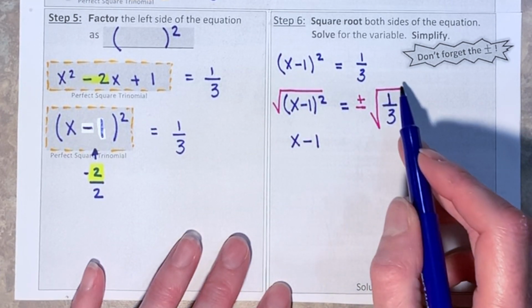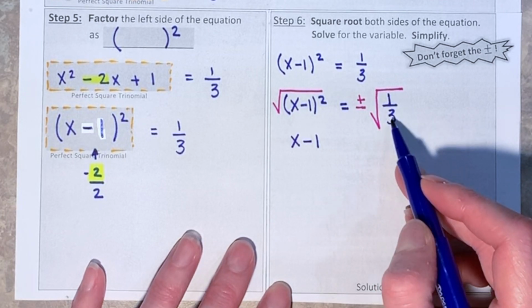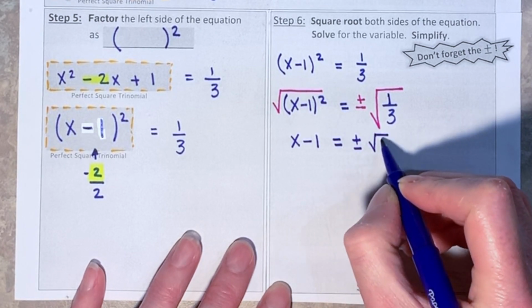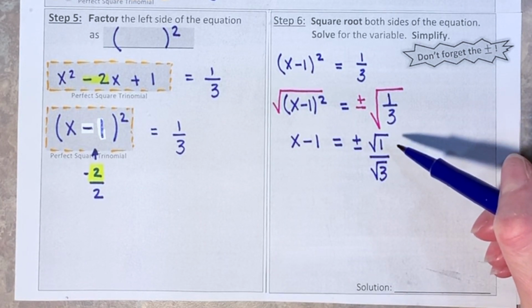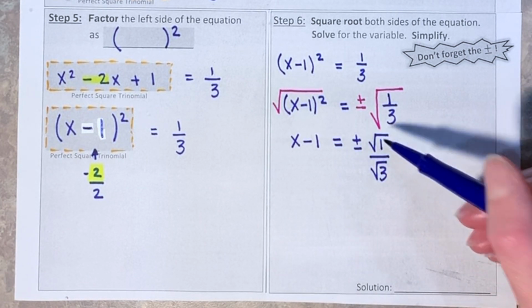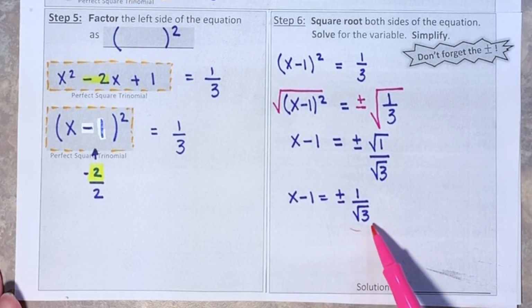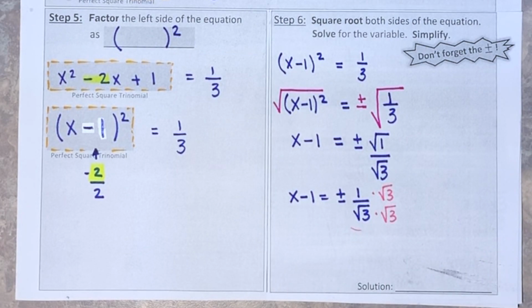To simplify this, let's use the quotient property of radicals, which says we can break this apart into 2 separate radicals. So we'll rewrite this as plus or minus the square root of 1 divided by the square root of 3. The square root of 1 is just 1, so let's go ahead and replace the square root of 1 with 1. Now we're almost there, but we do not like to have radicals in our denominator for our final answer. So we need to rationalize this denominator. In other words, we need to get rid of that square root in the denominator. To do that, let's multiply the top and the bottom of this fraction by the square root of 3. And let's see what that leaves us with.